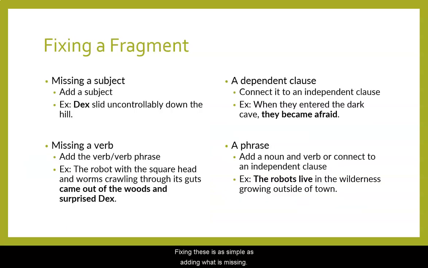Fixing these is as simple as adding what is missing. If there is no subject, let the reader know who or what is doing the action. Who slid down the hill? Dex did. If there is no verb, give us an action. What did the robot do? It suddenly came out of the woods and it surprised Dex.